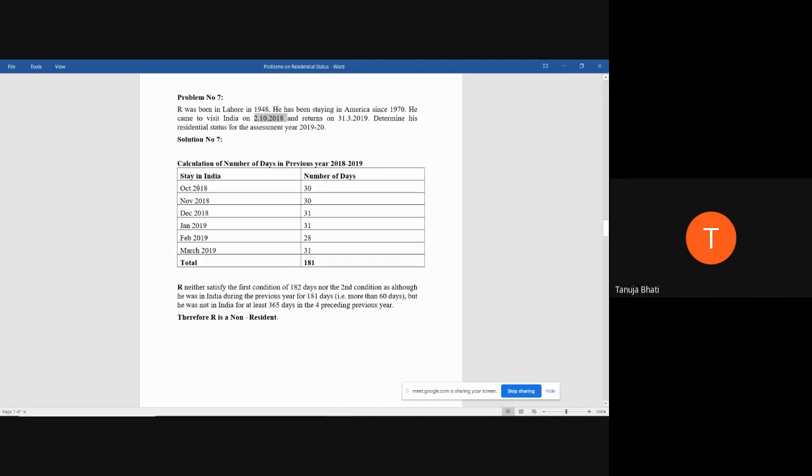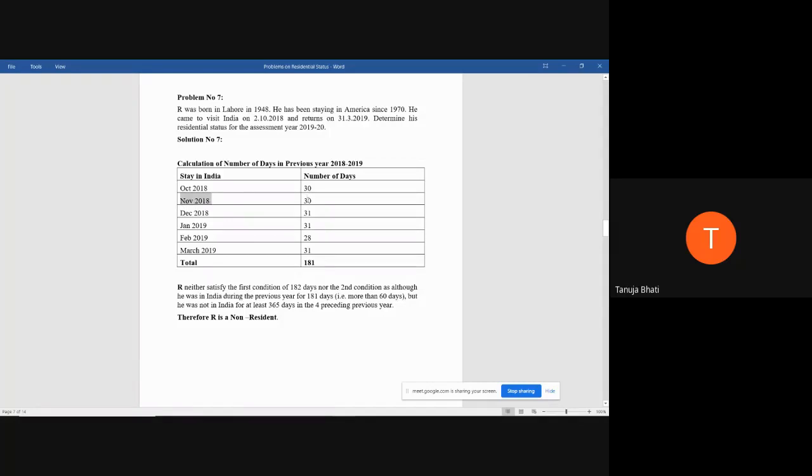So let us calculate the stay in India in October. How many days is he staying in India? 30 days. Now actually October has 31 days, but I already told you all the day he's coming into India and the day he's leaving India should be calculated as stay in India. So on 1st he was not in India, therefore in India he was for 30 days.